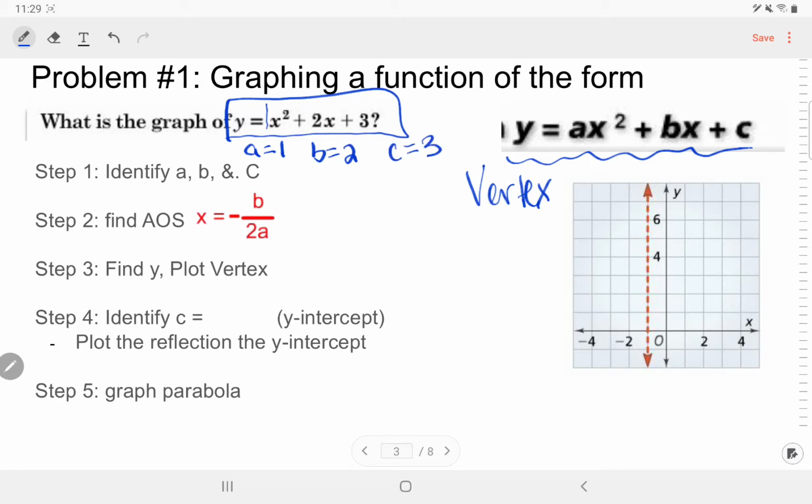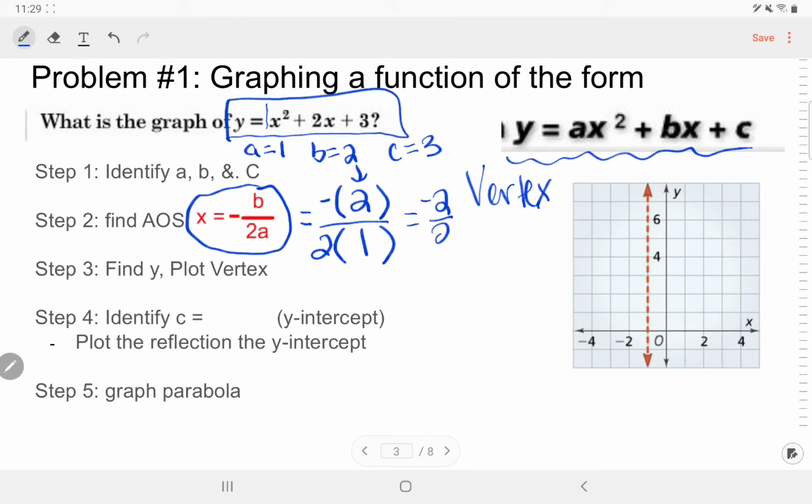The next step is to use this formula to find the x value for the vertex. We have negative b over 2a. So I'm going to do negative, and substitute in my b value, which is 2. I'm going to divide it by 2 times our a value, which we said was 1. That simplifies to negative 2 over 2 times 1, which is 2, and that simplifies to negative 1. So my x value for my vertex is negative 1.